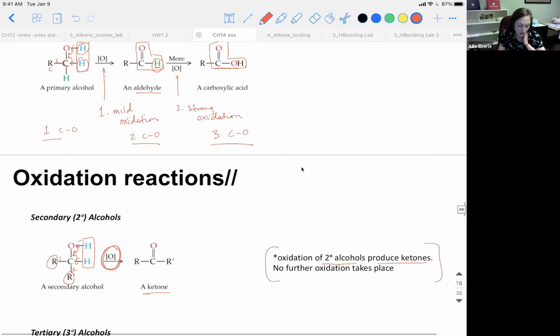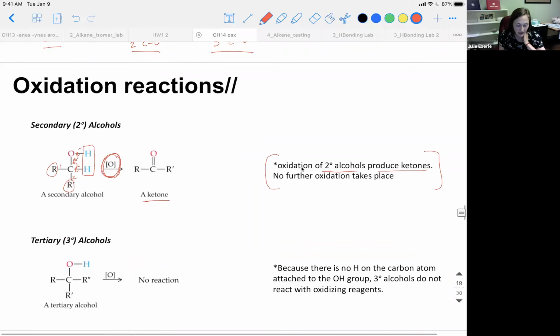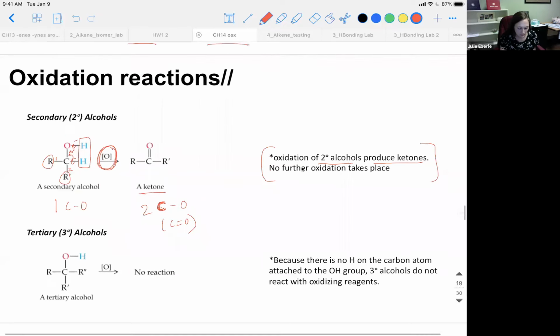So primary alcohol, you could strongly or mildly oxidize it. If you mildly oxidize it, you end up with an aldehyde. If you really strongly oxidize it, we said carboxylic acid. But with a secondary alcohol, there's only one option here. When you're done oxidizing it, you get a ketone. So we have increased the number of carbon-oxygen bonds from 1 to 2 carbon-oxygen bonds. It's just that this is in the form of a carbon-oxygen double bond. So that's why it's oxidation.